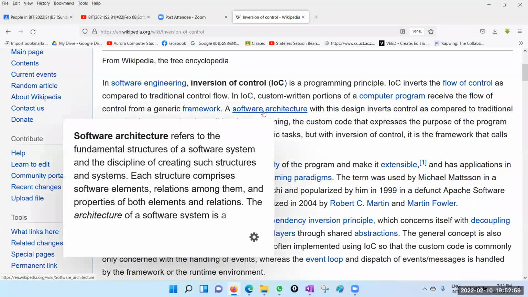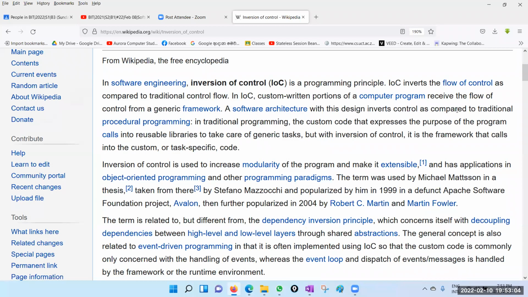A software architecture, of course, we are now talking about architecture and design, with the design inverts control as compared to traditional procedural programming. In traditional programming, the custom code that expresses the purpose of the program calls into the reusable libraries to take care of the generic tasks. But with inversion of control, it is the framework that calls into the custom or task specific code. So traditionally, we call the framework. In inversion of control, the framework calls you. That is why we say it's upside down.